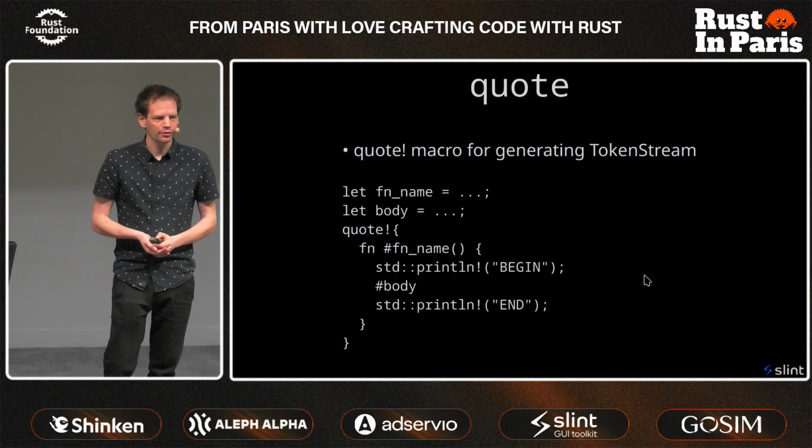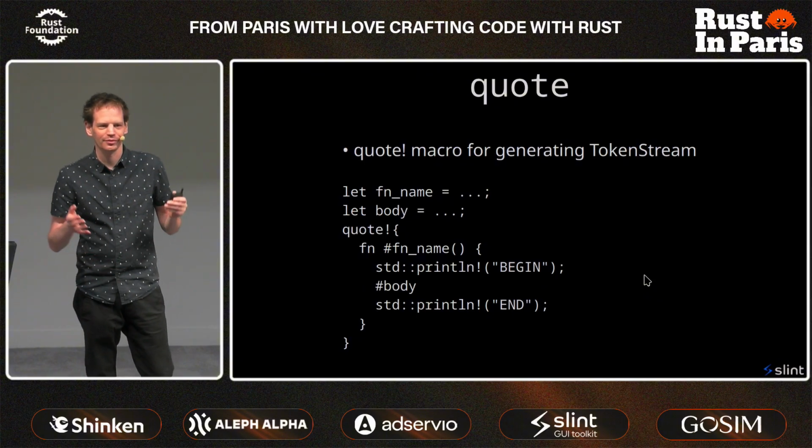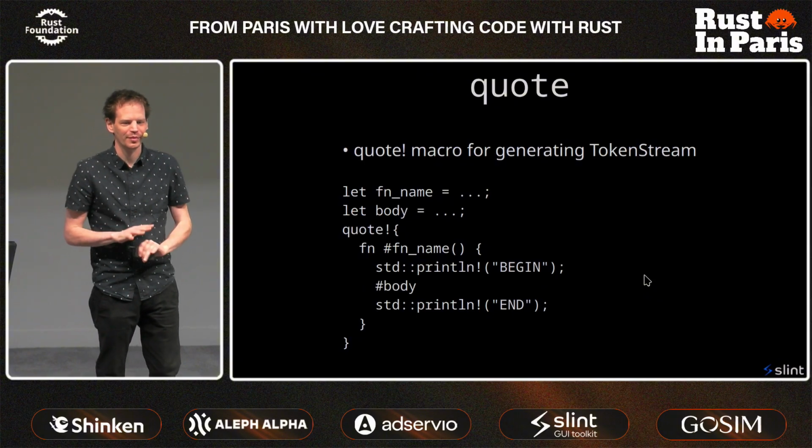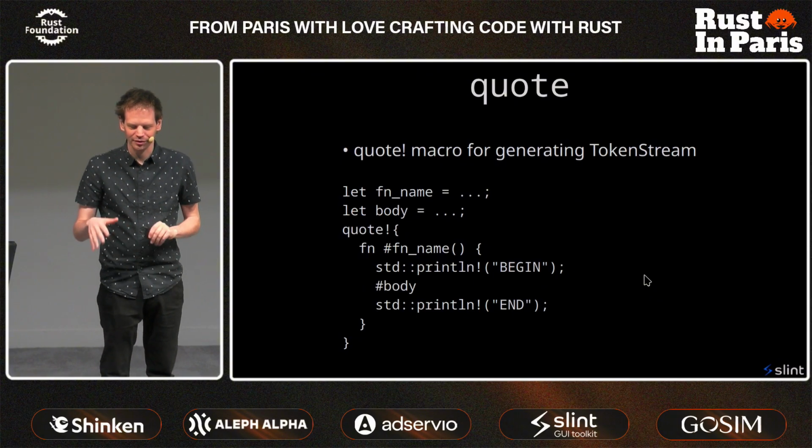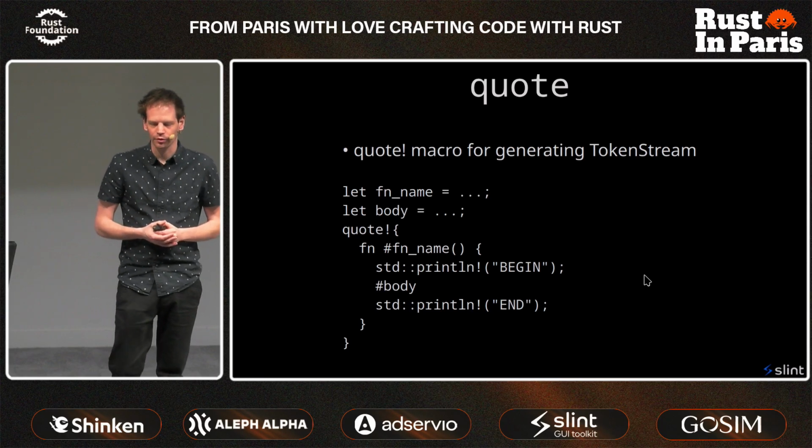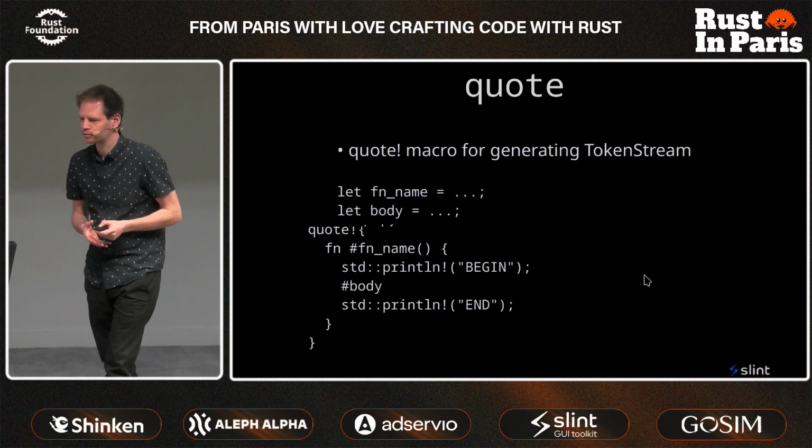And the last crate is quote, and quote is just so you can write code that looks a bit like Rust code, to generate the token stream based on some Rust code.